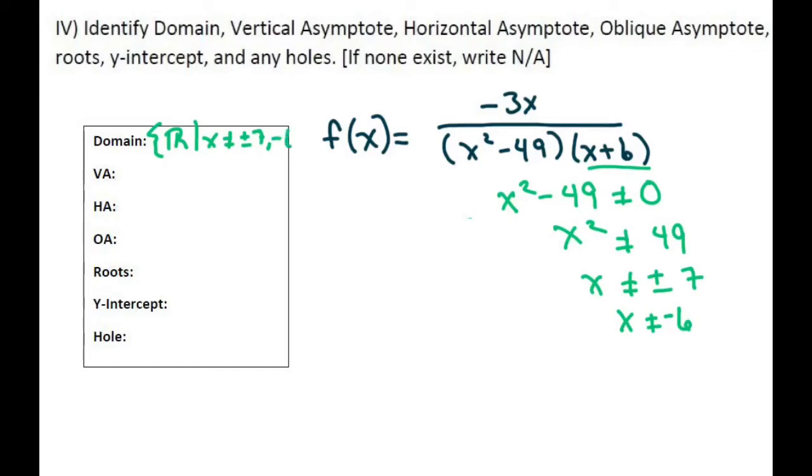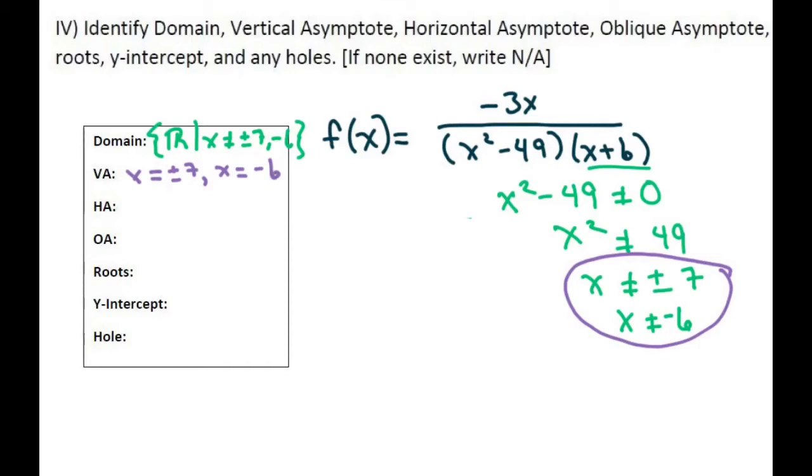All right. So again, that's just because we can't divide by 0. That means we have vertical asymptotes here. That generates our vertical asymptotes. So you just kind of copy this down. x equals plus or minus 7, and x equals negative 6.